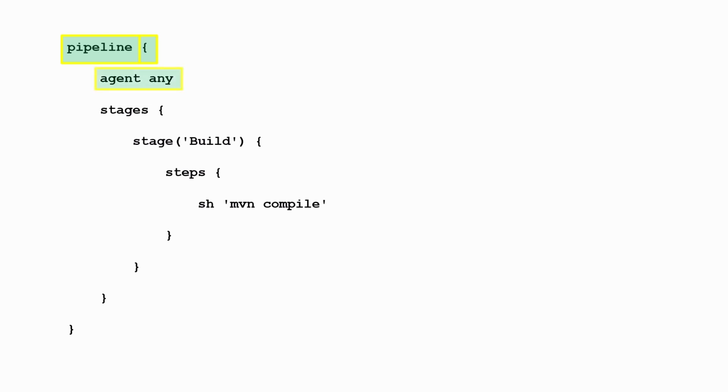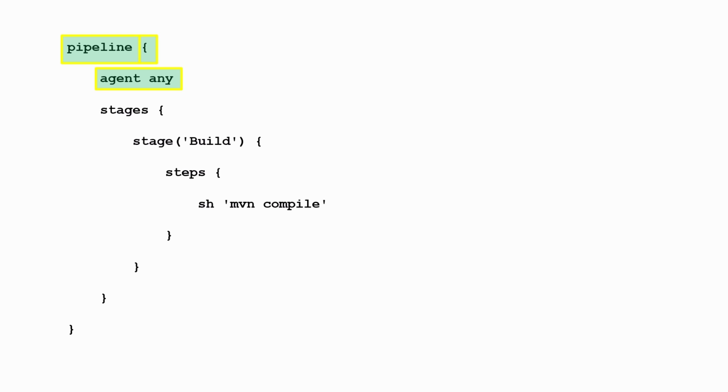Next is the keyword agent any. This is one of the most important statements in Jenkinsfiles. The word agent tells Jenkins which machine should execute this pipeline. The word any means run on any available Jenkins agent or node. Suppose your Jenkins installation has 5 build servers. Jenkins checks which one is free and automatically runs the pipeline there.